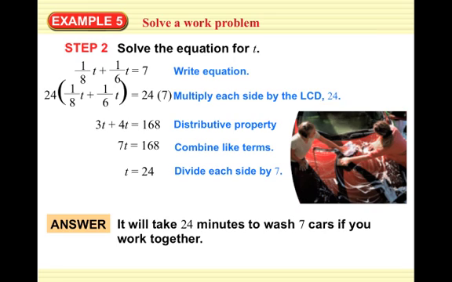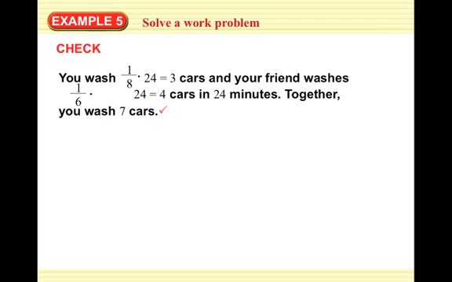This one we're going to kind of logic through it. So you wash 1 car for every 8 minutes, and you keep going for 24 minutes. So 1/8 times 24, you're just plugging in 24 into time, multiplying your rate times time, and we get 1/8 times 24, that's 3. Your friend washes 1/6 times 24, which is 4. And so this was in 24 minutes. We plugged in 24 for the amount of time. Together, 3 plus 4 is 7. So together you wash 7 cars. So that works out. Okay, that is the last example.